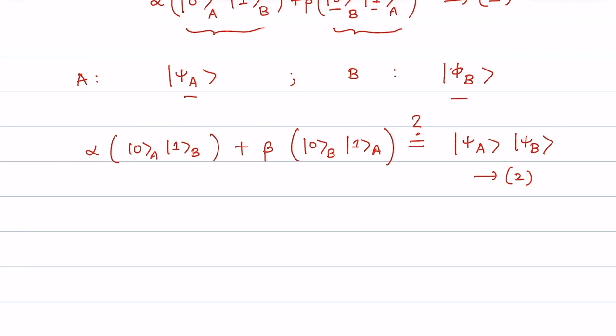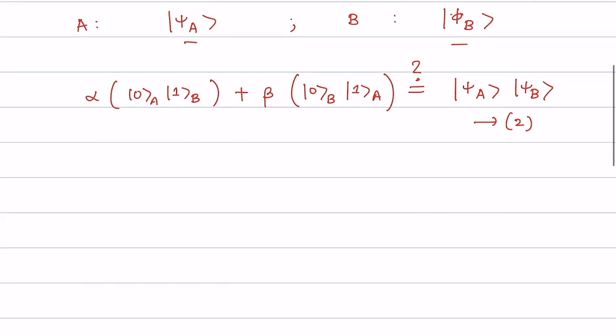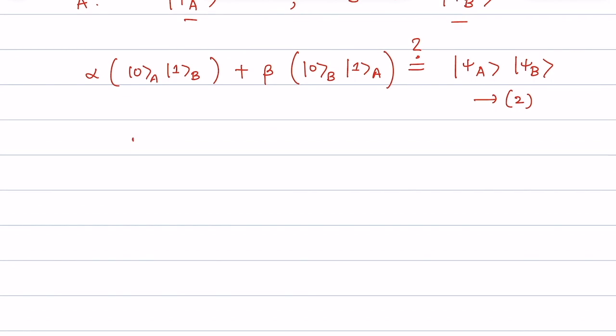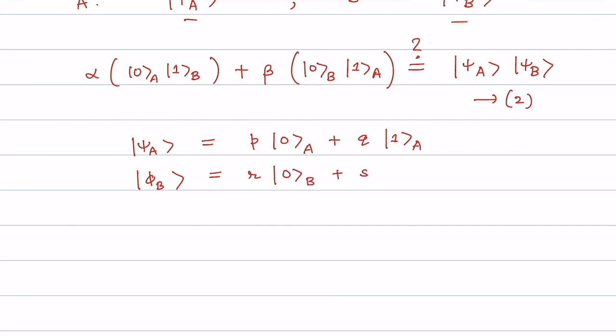Let us see whether we can do that or not. Suppose we assume that yes, we can. Then what is going to happen? We have to analyze it. Both |psi_A> and |phi_B> can be expressed in terms of the basis states |0> and |1>. So psi_A I can express as a superposition of |0> and |1>, say p|0>_A plus q|1>_A. For system B I can write r|0>_B plus s|1>_B, where p, q, r and s are complex numbers.